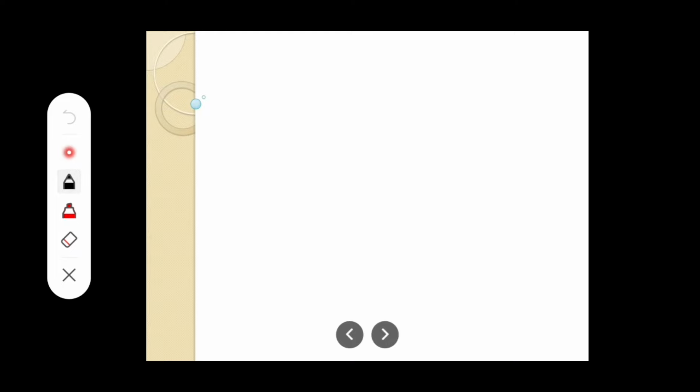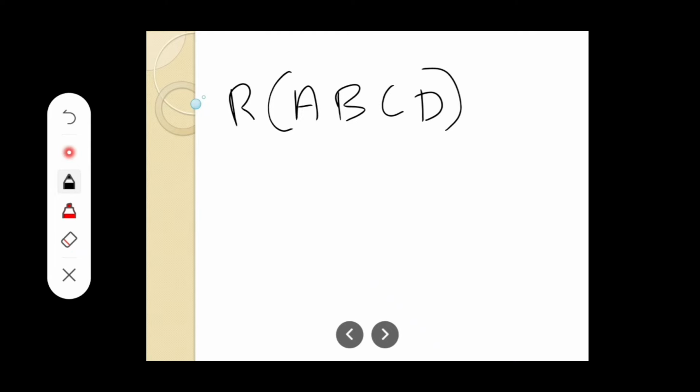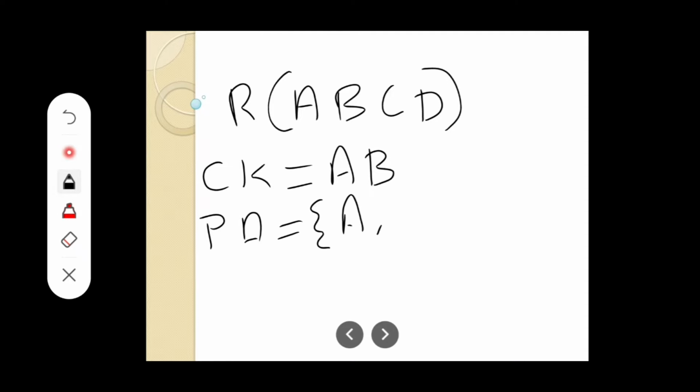Okay, so consider a relation R(A, B, C, D). Consider a relation like this, and from that we have found out that the candidate key is AB. So if AB is the candidate key, then how can we identify the prime attributes? The prime attributes will be the members of the candidate key, that is A comma B.